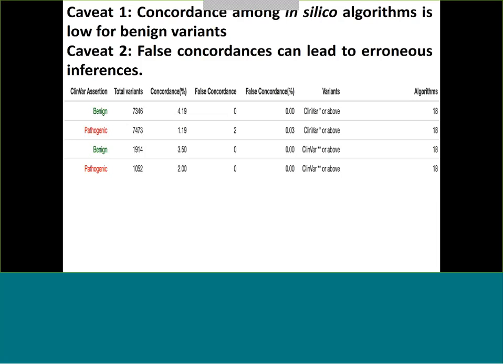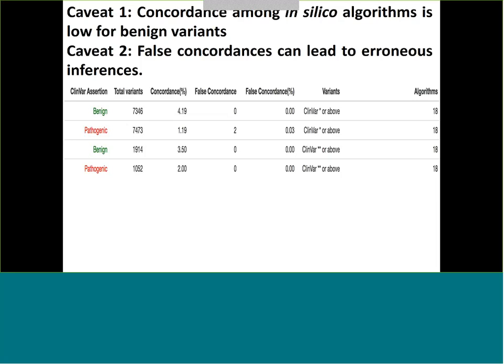So these are the numbers for the figure. Of all the 18 algorithms, only 4% of the benign variants were concordant, and only 1% of the pathogenic variants. This is ClinGen 1 star or above. If you increase the confidence of the variant assertion, ClinGen 2 star or above, you only get 3.5% concordance for benign and 2% concordance for pathogenic.